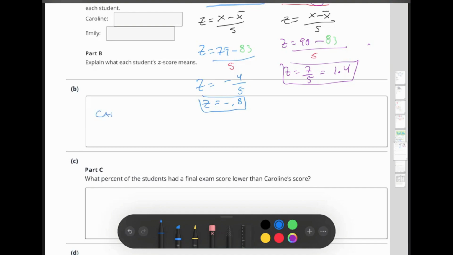Blue, Caroline scored below, because of that minus sign, below the class average, because that's my explain word, because of a negative z-score.